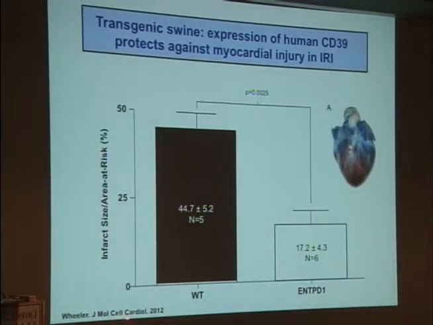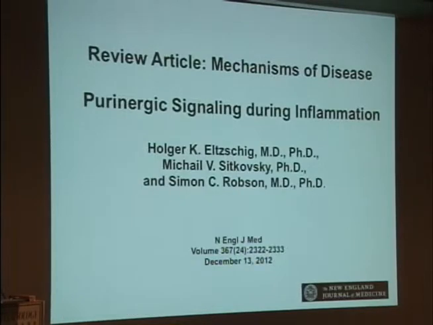One is just the cardiac injury with ischemia-reperfusion and ligation. The infarct size in a wild type is markedly reduced by the ability to generate adenosine and have high levels of CD39. So this is not a transplant model, this is a myocardial infarction model where the actual transgene has been very protective at adenosine generation.